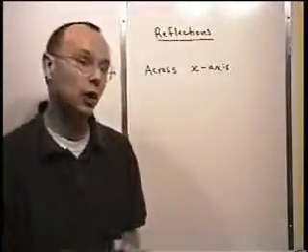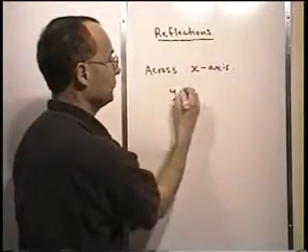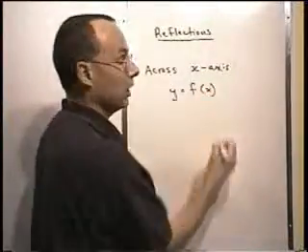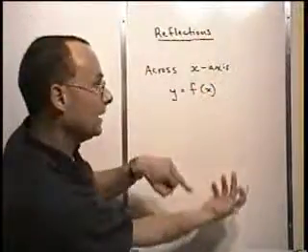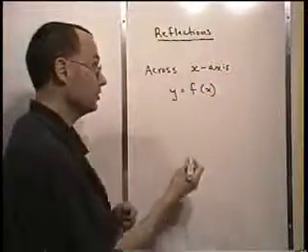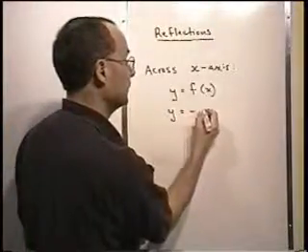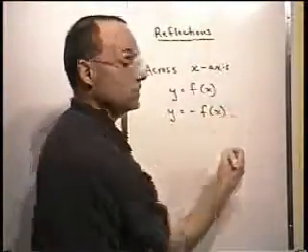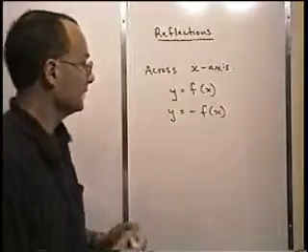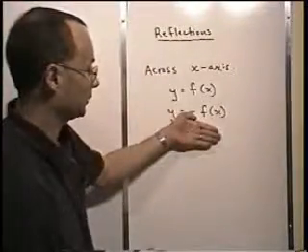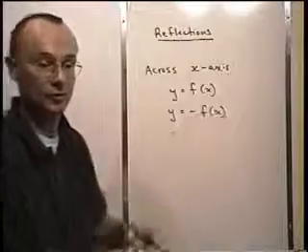So, how do we accomplish this? Well, if we have a function and we want to reflect it across the x-axis, then it's a very simple thing to do. The only change we have to do is put a negative in front of the entire function. And that has the effect of taking our function and reflecting it across the x-axis.